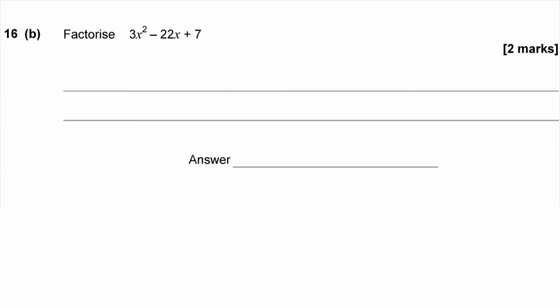16b, factorize 3x squared minus 22x plus 7. Okay, so when you factorize a quadratic, it's going to go into double brackets like this. Looking at the first term, 3x squared, I can only really get 3x squared by multiplying 3x and x together. Note the minus and the plus. So my two numbers multiplied together are going to give me a positive value, and when I add them up, I'm going to get a negative value. That can only happen if they are both negative.